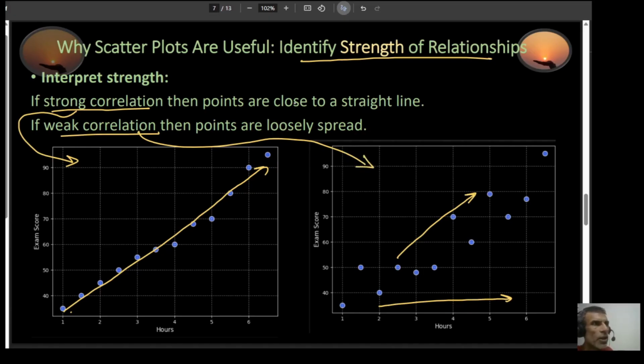With a strong correlation, generally the points will be very close to a straight line. You can see that all these points right here are very close to a straight line. These ones, on the other hand, are not very close to a straight line. They are going in that direction, but they are not very close to a straight line.